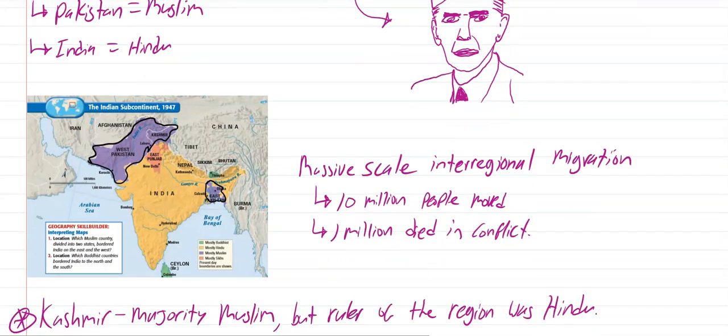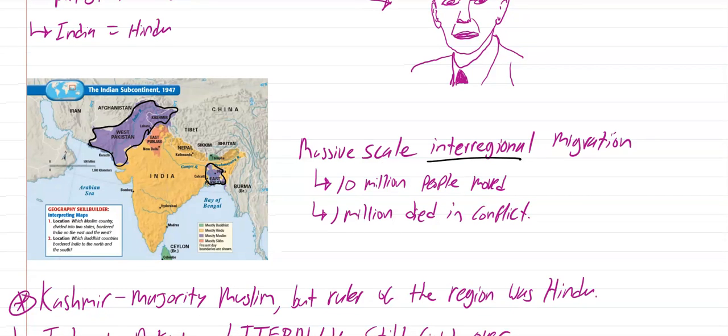We already talked in an earlier video about how this resulted in a massive-scale interregional migration. When we talk about an interregional migration, it's within one country or one region. What happens is you've got Muslims who are going to go from India into Pakistan, and then to use a different color to highlight this, you've got Hindus that would go from Pakistan into India. So Muslims from India into Pakistan, and then Hindus from Pakistan into India. I hope I said it right that time.